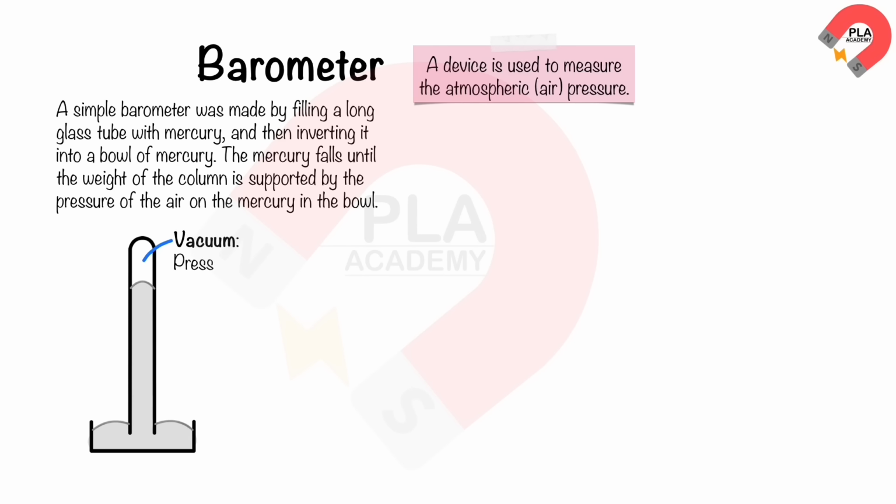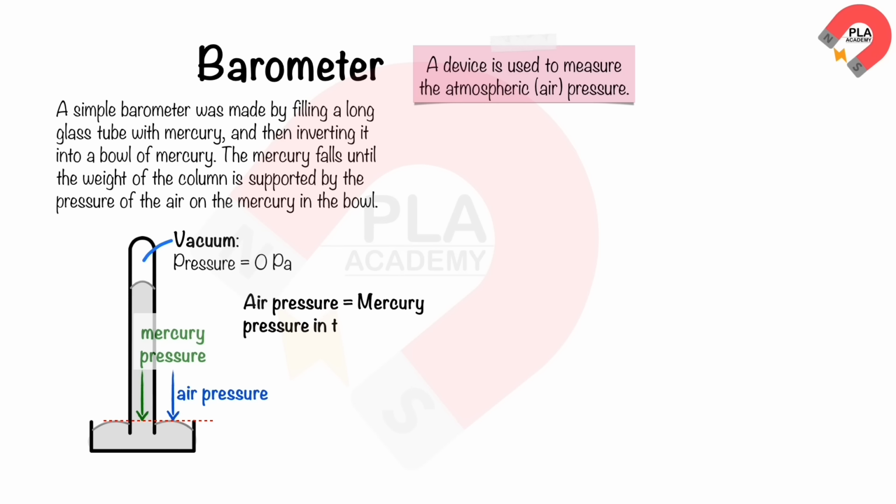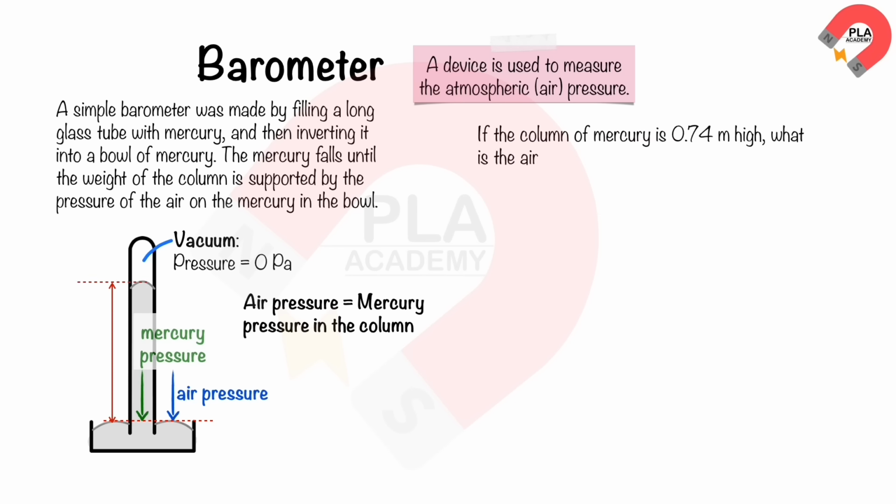This creates a vacuum at the top of the tube, which has zero pressure. As a result, the air pressure outside the tube acts on the mercury surface, pushing it up the tube to a height that balances the weight of the mercury column. So, the air pressure acts on the surface of mercury to equal the mercury pressure in the column at the same level. If the column of mercury is 0.74 meters high, what is the air pressure?